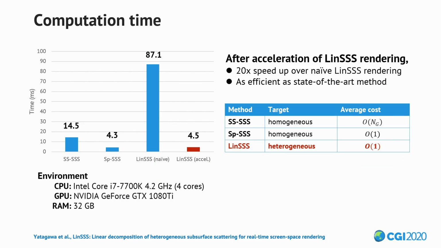Here is a comparison of the computational time. With the acceleration of the computation, our method has become 20 times faster. Also, the computational time after the acceleration is about the same as the separable subsurface scattering, although our method can be used with heterogeneous subsurface scattering. As we explained previously, the order of the computation time is the same between the separable subsurface scattering and our method. This is also proved experimentally, as shown in the chart in this slide.